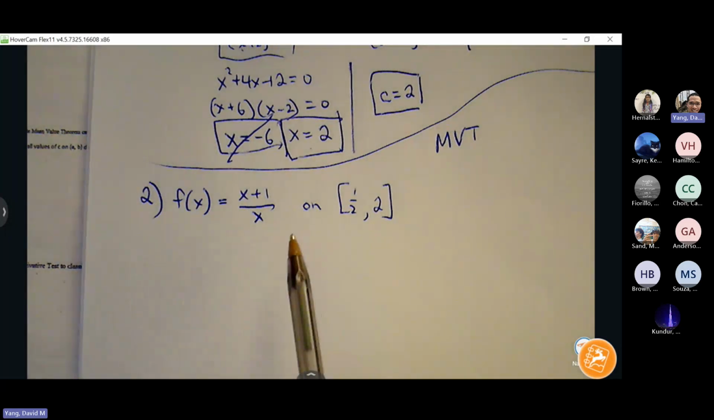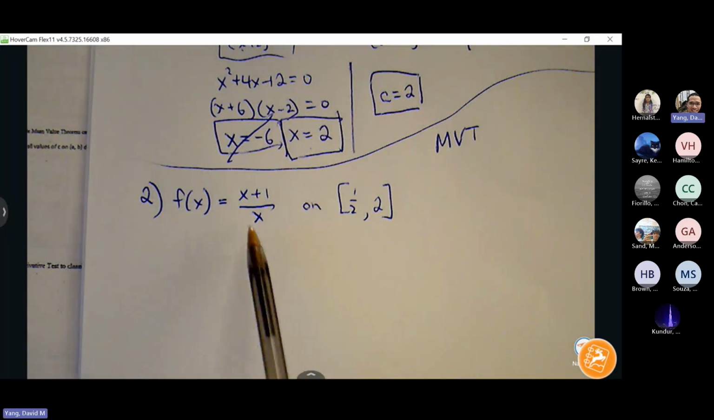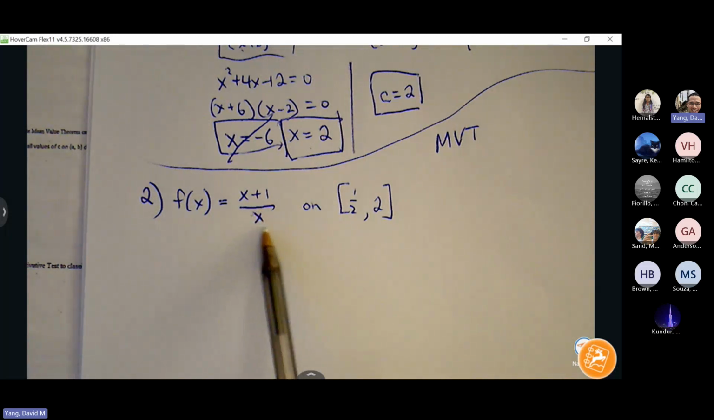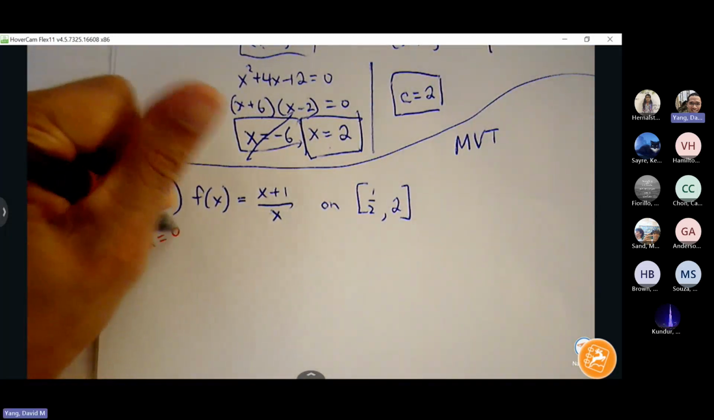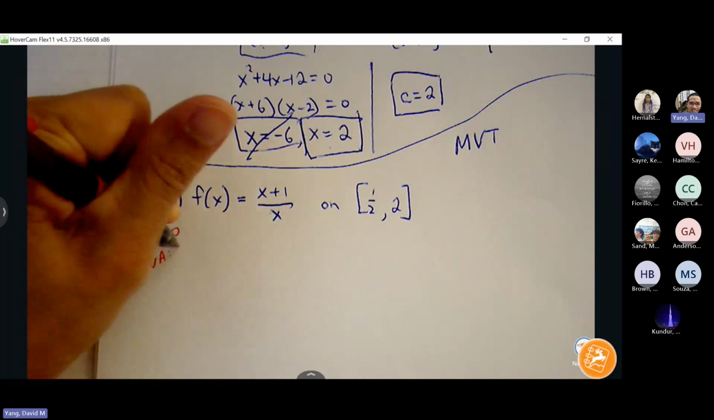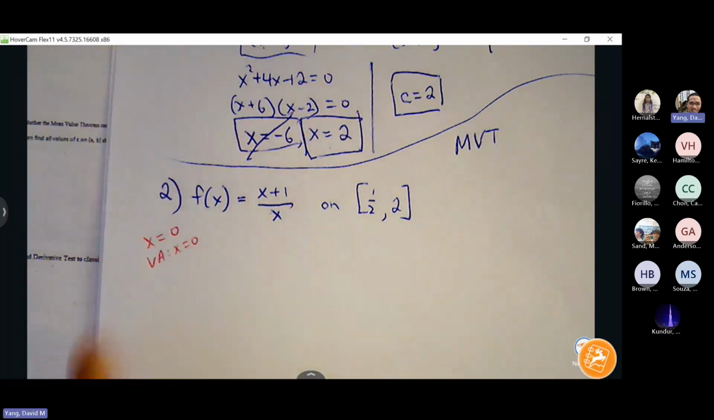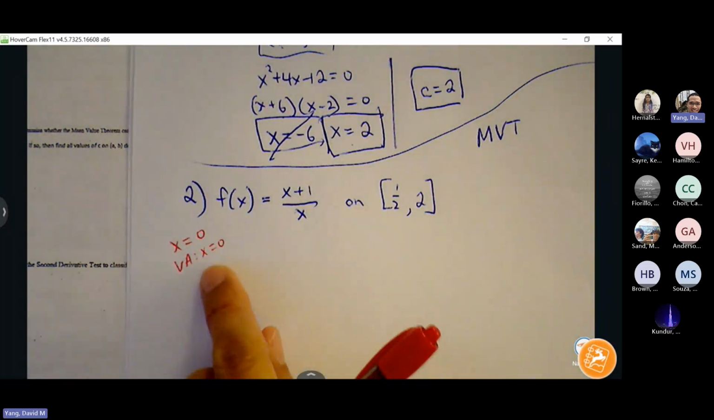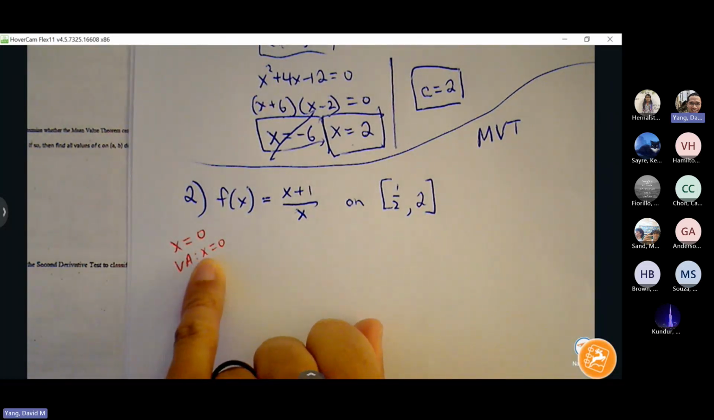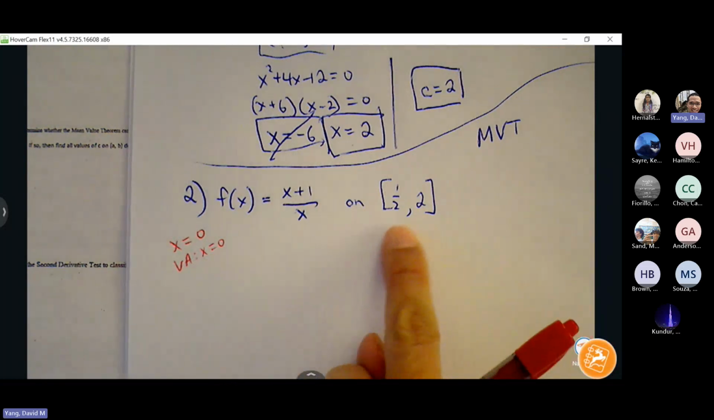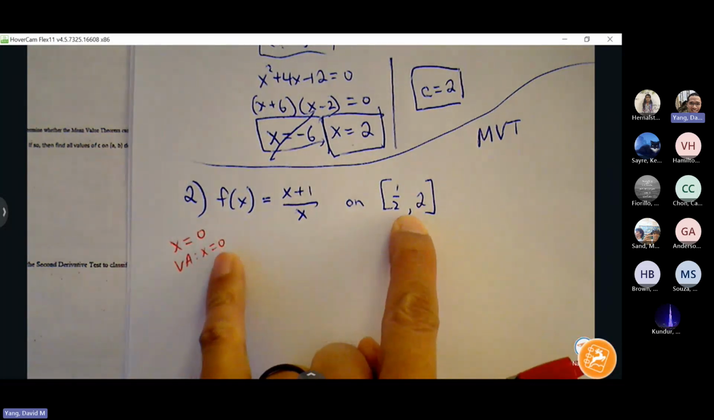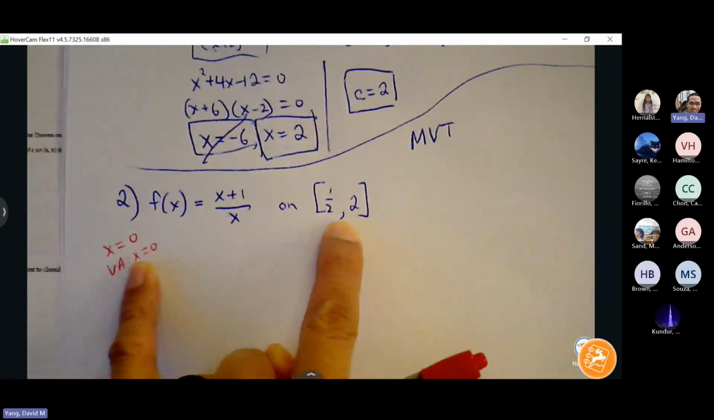Okay, mean value theorem. We have to pay attention to the fact that our condition may be an issue. So if there's a denominator variable, we have to consider that and set that equal to 0 and see if that break in the graph is causing an issue with my interval. There is a break at 0, but that 0 is not going to interfere with my interval because that break is outside my interval. So I know my graph is going to be continuous on the closed interval.